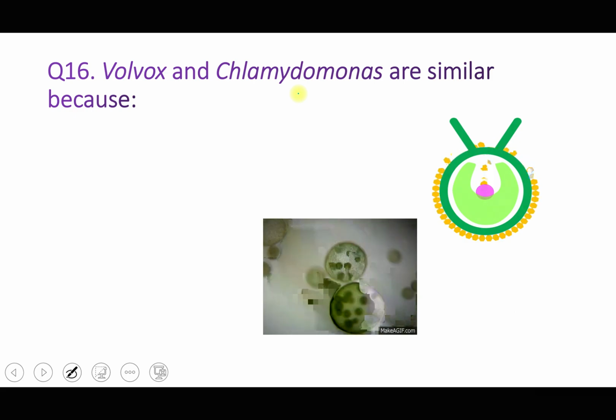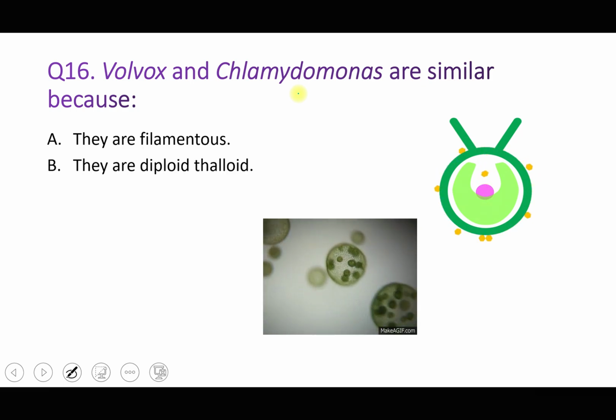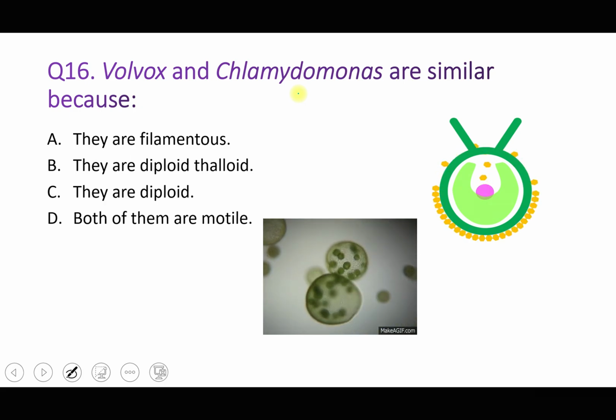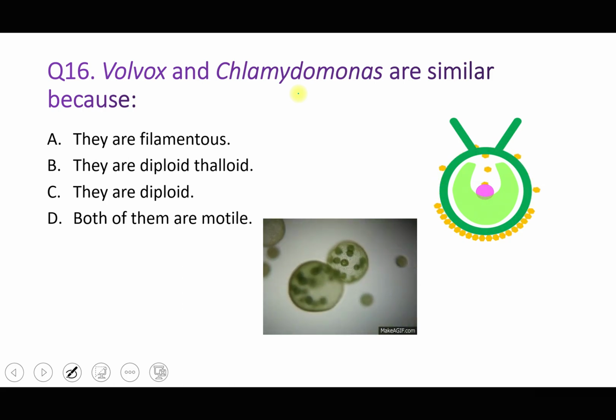The question number 1, and here in the series question number 16. Volvox and Chlamydomonas are similar because A. They are filamentous. B. They are diploid thalloid. C. They are diploid. D. Both of them are motile. Here the figure of Chlamydomonas and Volvox is shown. You can see that Chlamydomonas has 2 anterior flagella, and Volvox is a colonial alga. In the colony there are a number of Volvox cells, and each Volvox cell is motile by means of flagella. So option D is correct.